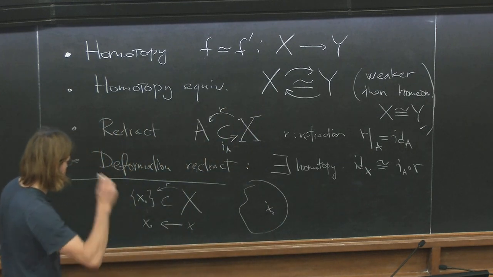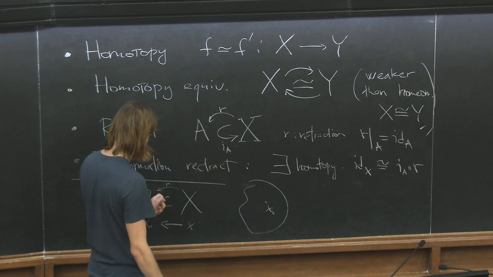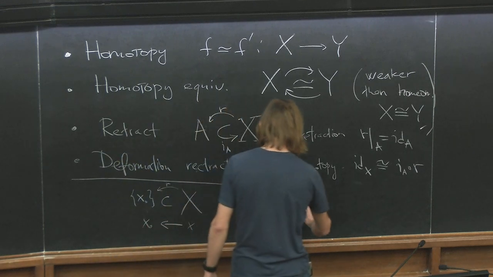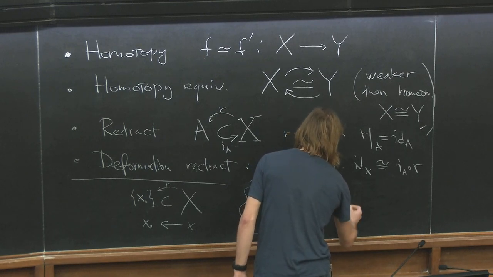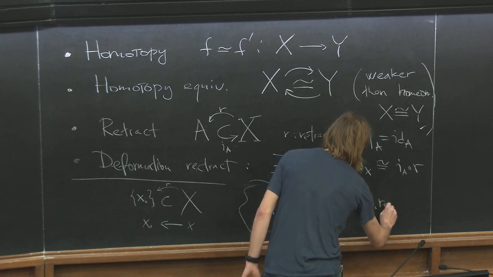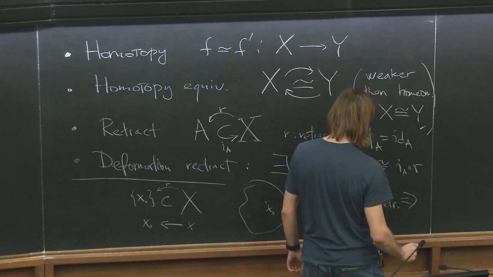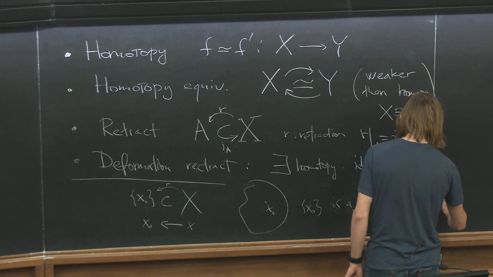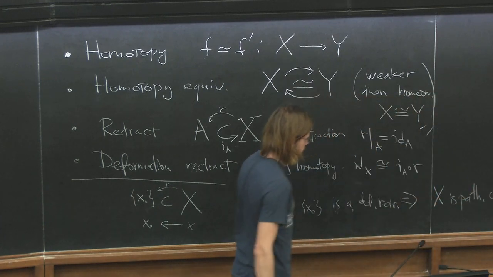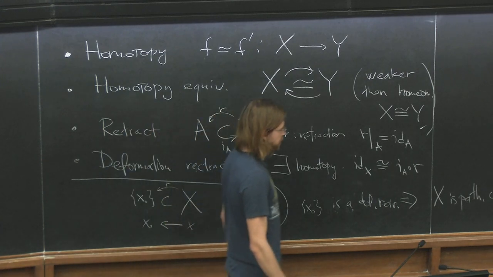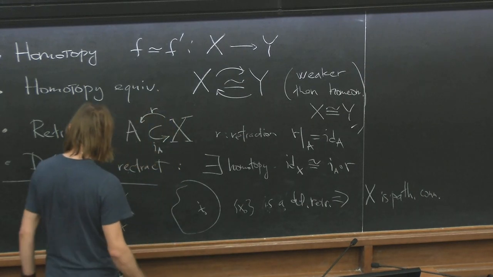And in particular, we showed that if this is actually a deformation retract, the subspace of a single point is a deformation retract. It's always a retract, but it's not always a deformation retract. If it's a deformation retract, in particular, this will imply that X is path connected. So this already shows that not all retracts are deformation retracts. As a counterexample, just take any topological space which is not path connected and consider as retract just a single point inside.